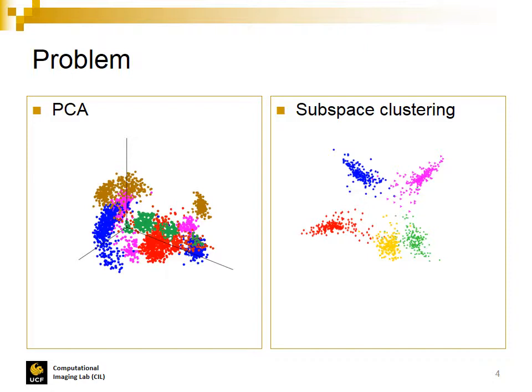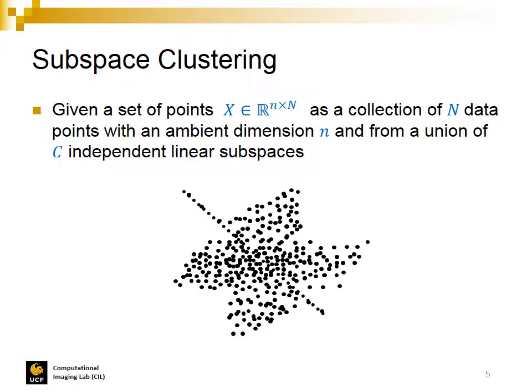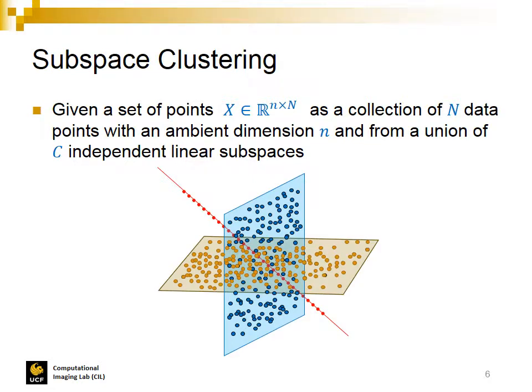Subspace clustering is defined as simultaneously clustering data into multiple subspaces and finding a low-dimensional subspace approximating all the points in a cluster. Formally, subspace clustering is defined as clustering a set of data points X, where X is a collection of n data points with an ambient dimension n from a union of c independent linear subspaces. The idea is that when a subset of high-dimensional data belongs to one cluster, then all those points lie near a low-dimensional subspace. Therefore, each subspace can be represented by a small set of learned bases.